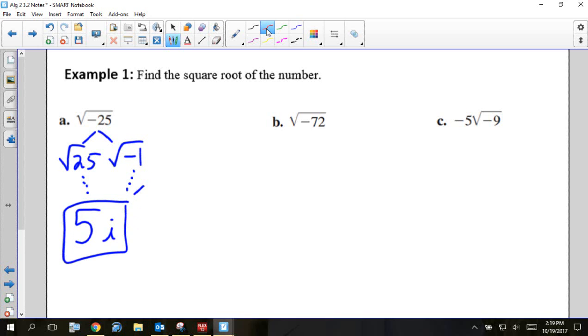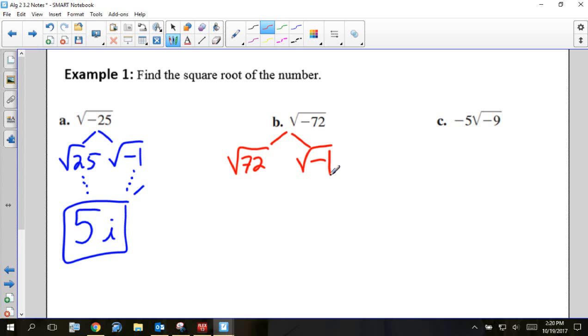So the middle one. Can I take the square root of -72? No, so I'm going to separate out the square root of 72 and the square root of -1. Now can I take the square root of 72? It's not a perfect square, is it? So you have to simplify when they're not perfect squares, but they can be simplified. You have to simplify them.